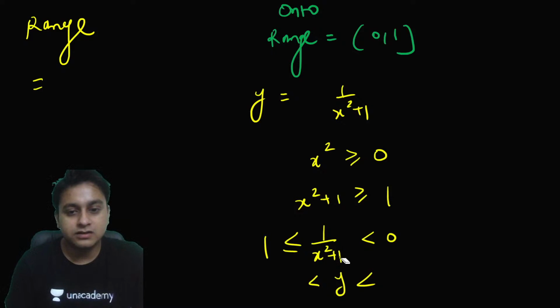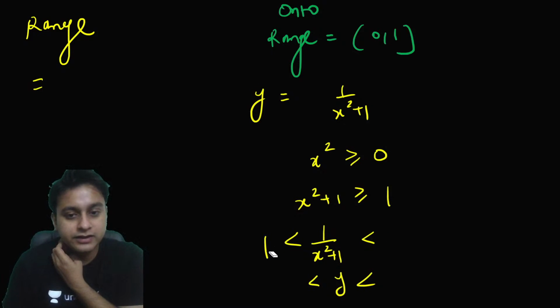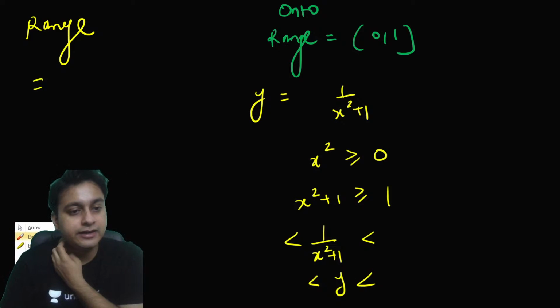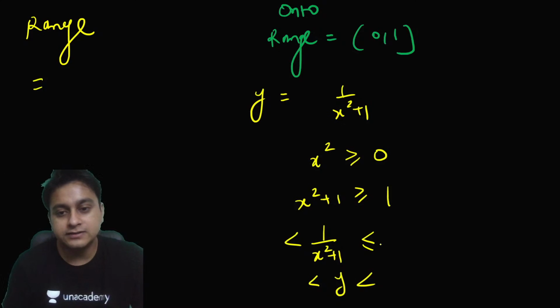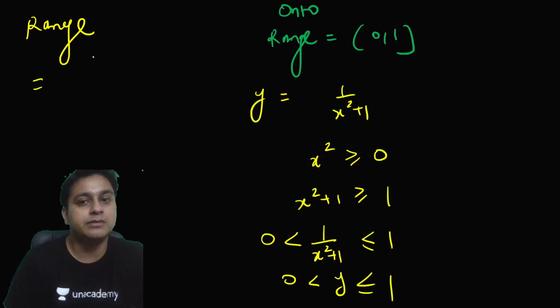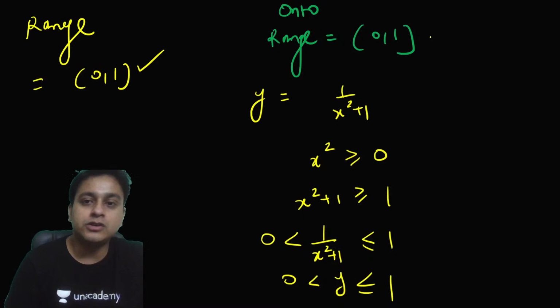So guys, 1 second, let me write it over here. So guys, what are we getting here? We are getting that this is always less than or equal to 1, but greater than 0, and less than or equal to 1. So range is coming as, my dear friends, open 0 to closed 1, which is equal to the codomain.